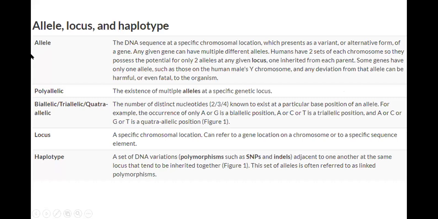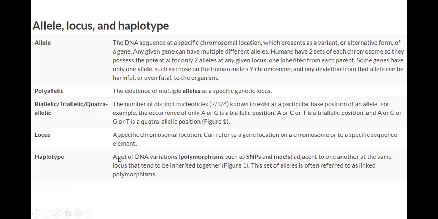Coming to the fundamentals, an allele is the DNA sequence at a specific chromosomal location, which presents as a variant, alternative form, tall or short, white or purple. Any given gene will have multiple alleles. So in humans we have two alleles, we are biallelic, but there are polyallelic situations where more than one allele is present: biallelic, triallelic, quadriallelic, that's 2, 3, 4. And a locus is nothing but a specific chromosomal location, which can refer to a specific sequence of a given gene in the DNA. And one more important term, haplotype.